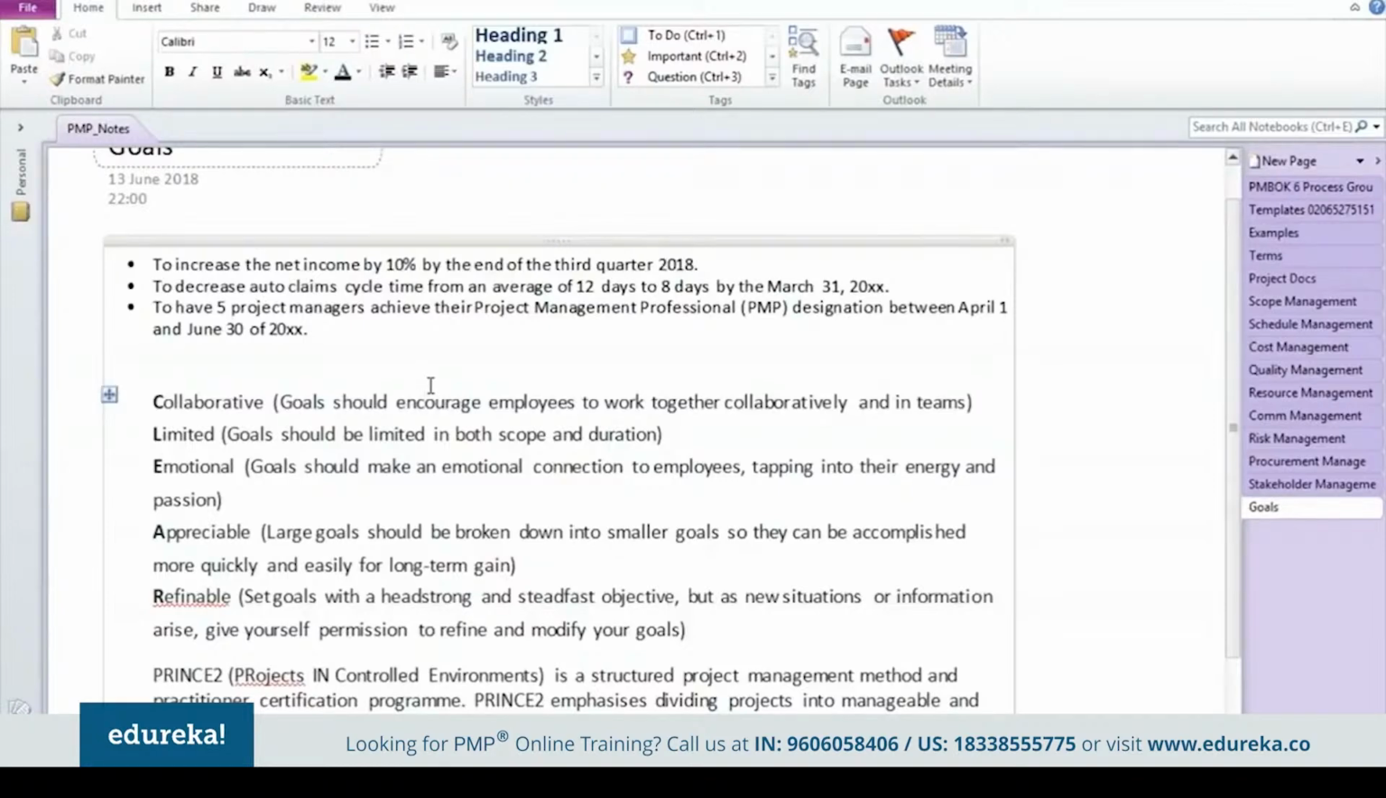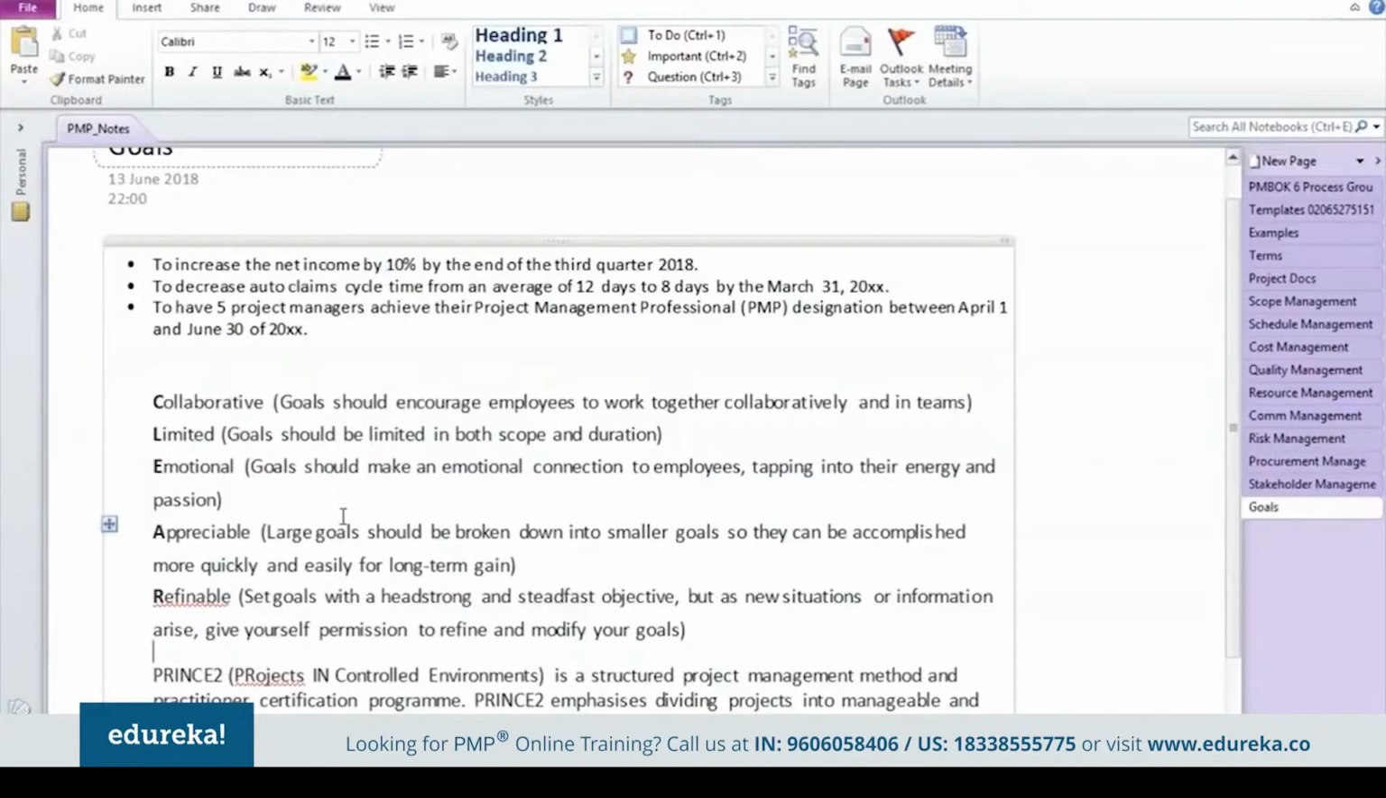The other example could be to decrease auto claims cycle time from an average of 12 days to 8 days by March 31st, 2019 maybe. So this is another good example wherein we are very clear about what we want to achieve by the end of that project. We want to reduce the cycle time, by how many days, and by when we want to reduce it, etc. So if the goal is clear and smart, then it becomes much easier to relate to.